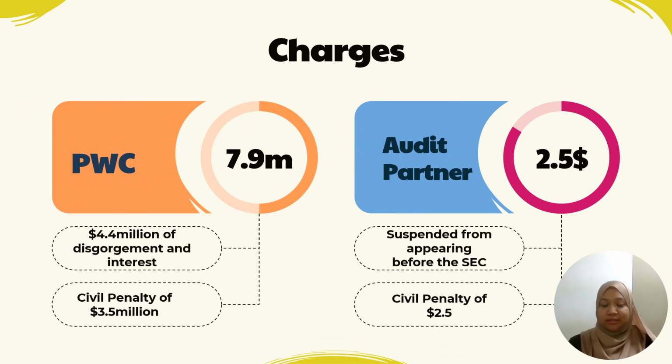Last but not least, PwC and the audit partner consented to the SEC's orders without admitting or denying the findings, and they agreed to cease and desist from future violations. PwC agreed to pay $4.4 million of disgorgement and interest and a civil penalty of $3.5 million and to be censured, while the audit partner agreed to pay a civil penalty of $25,000 and to be suspended from appearing or practicing before the SEC with a right to reapply for reinstatement after 4 years.